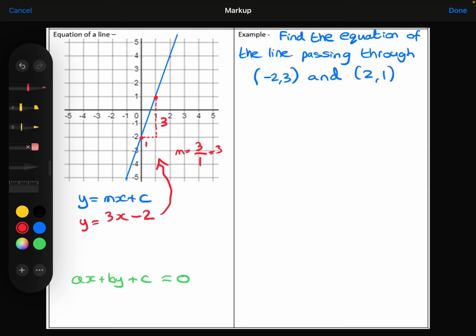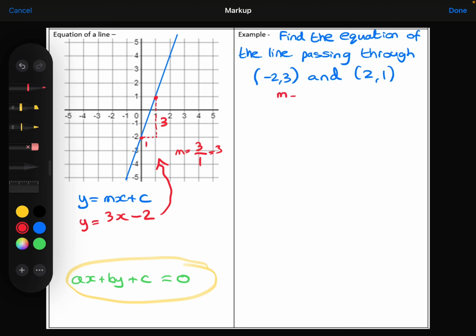There will be some situations, though, where we end up getting quite awkward numbers for the gradient or the y-intercept. And in those cases, it can be useful to reorganize and tidy up the equation of the straight line so it looks like that, in the form ax plus by plus c equals 0. And we're going to see that with this next example. It says to find the equation of the line passing through the points minus 2, 3 and 2, 1.